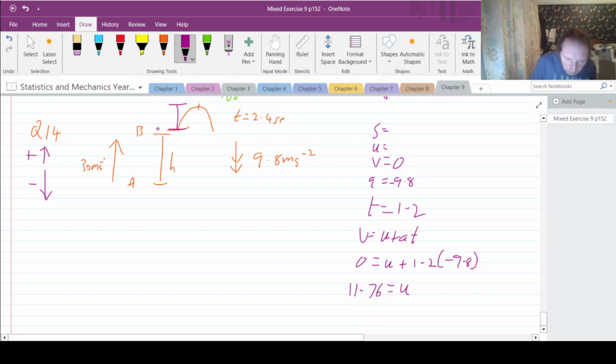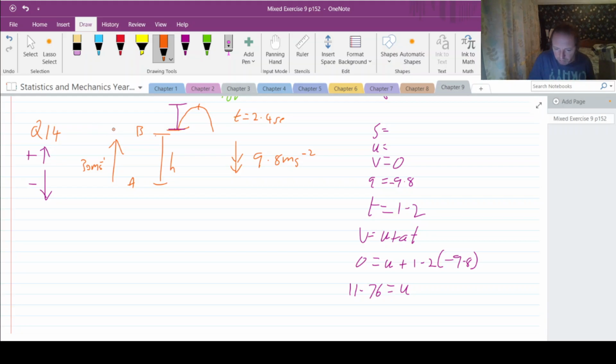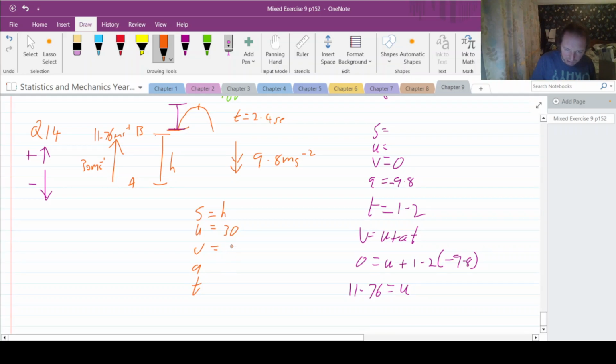So we've got u for up here. By the time we've gone from 30, we are now doing 11.76 meters a second by the time we get up to point B. Now let's do SUVAT again. The distance is h, which we're looking for. The initial velocity is 30. The final velocity is the 11.76. The acceleration is minus 9.8, and the time I don't know.